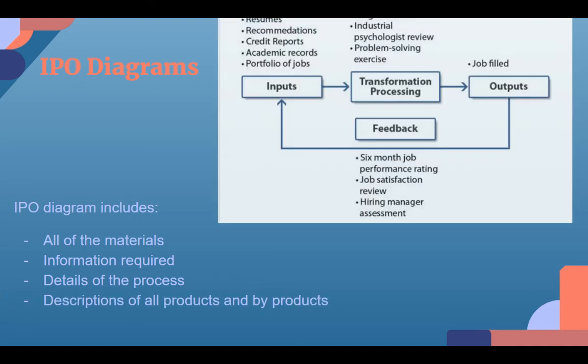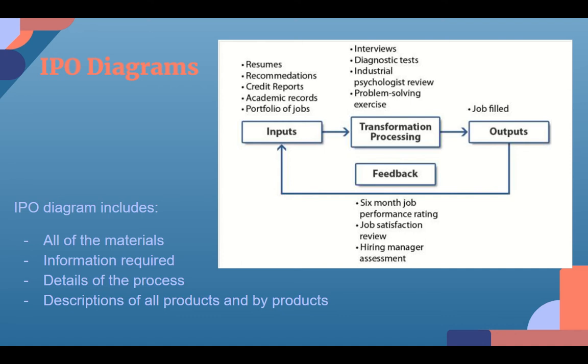An IPO diagram should include all the materials, information required, details of the process, and description of all products and byproducts. This would be an ideal IPO program.